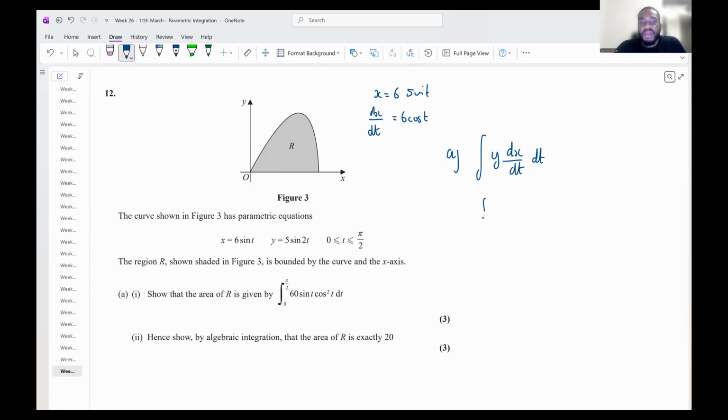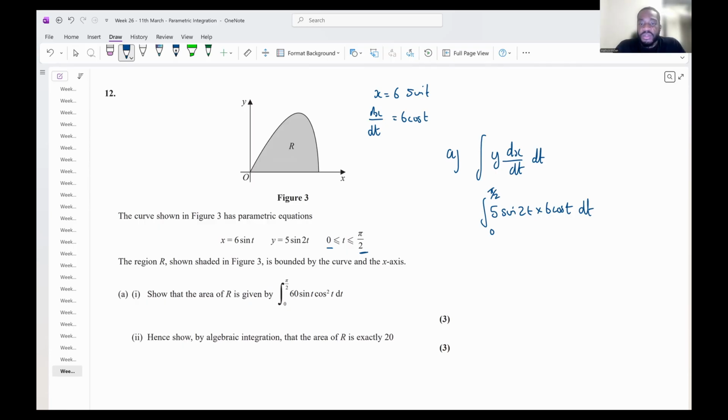So that means putting that in, I'm going to have y, which is 5 sine 2t. dx dt is 6 cos t, so I'll times that by 6 cos t dt. And this is a definite integral. We know that it's between 0 and pi over 2 for this region here. So we're going to put the limits in there as well. Are we happy with that so far, guys? Does that make sense?